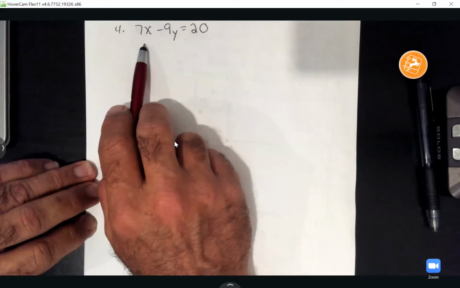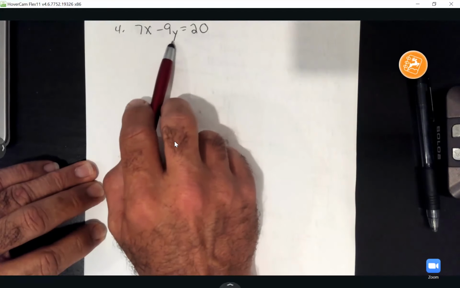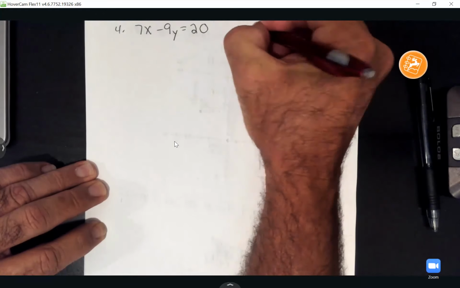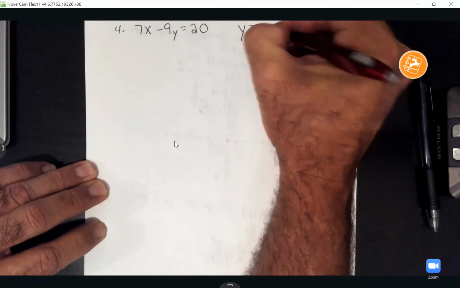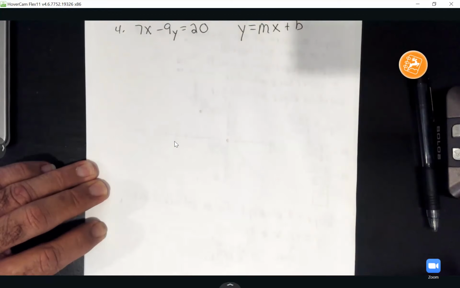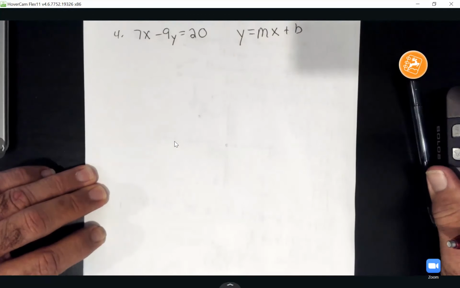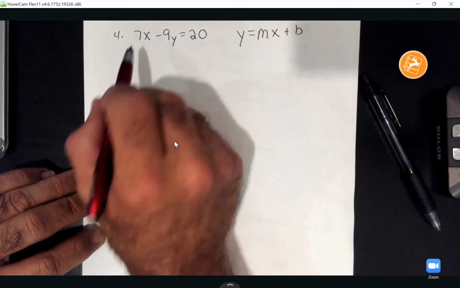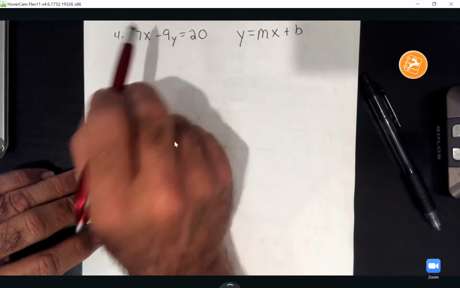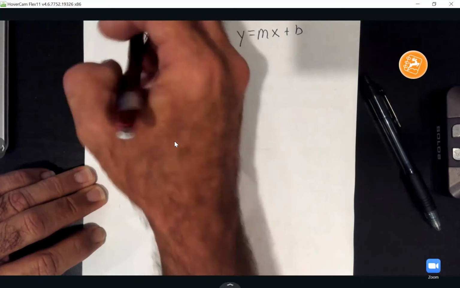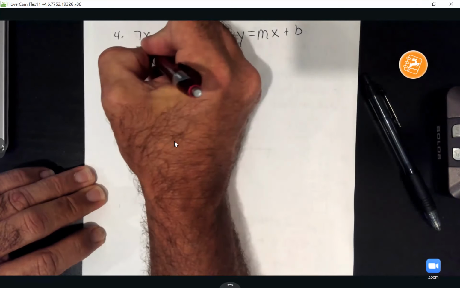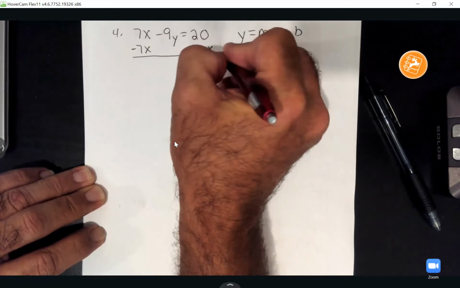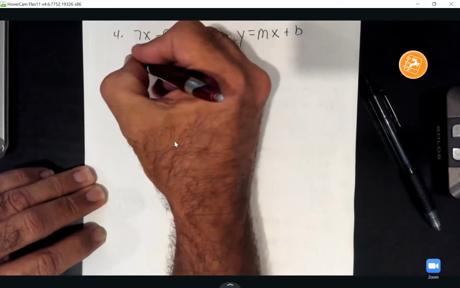the trick on this problem is we need to solve it for the y. Once we solve it for the y, we'll have it in this form like we need it. We need the y equals mx plus b, okay? So to solve this for the y, we got to move the 7x. So since the 7x is positive over here, we're going to subtract 7x from both sides. Now, what that's going to do, these 7x's cancel.